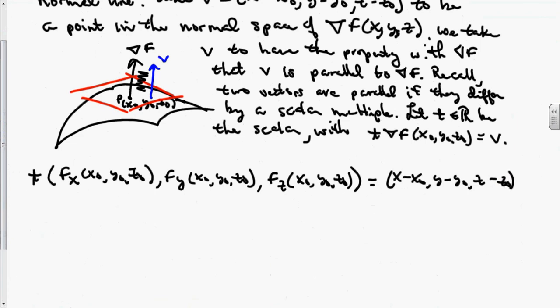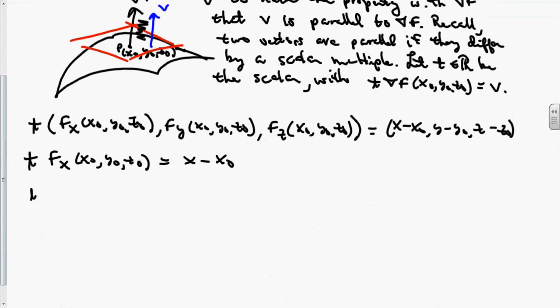Now if you simplify this, this is t times this partial derivative at the point, that's equal to x minus x naught. Then secondly, this is t times the partial of f with respect to y at the point is equal to y minus y naught. Do you see how I'm getting that?